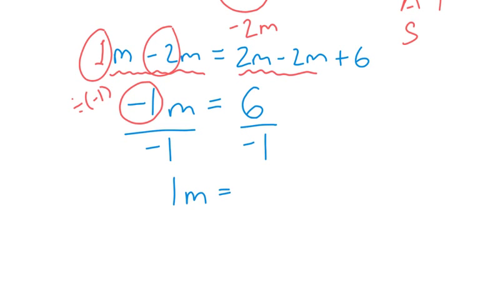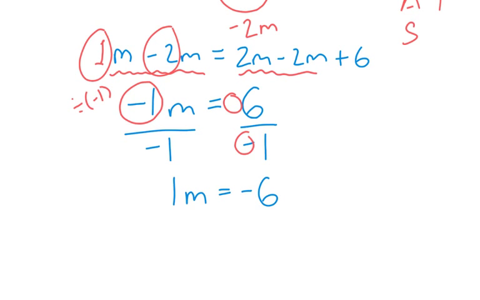Over on the right, we have 6 divided by negative 1. Let's just take a look at the number. 6 divided by 1 is 6. When you have a positive number divided by a negative number, your answer is going to be negative.